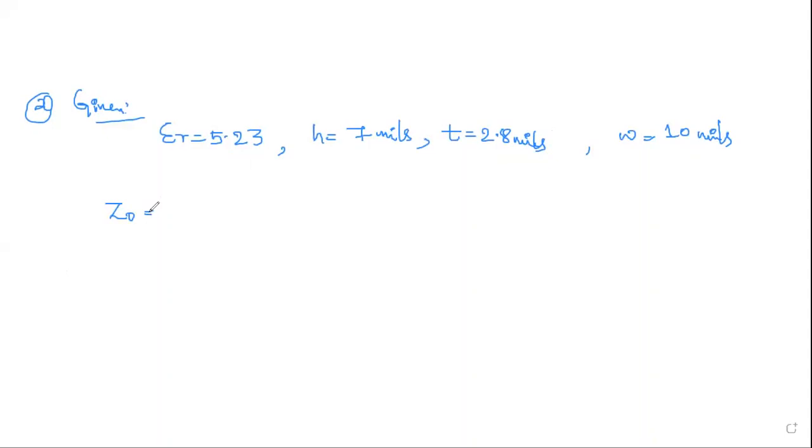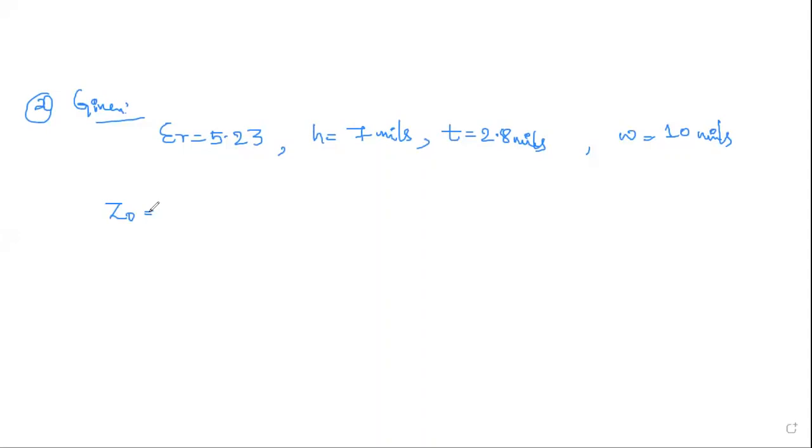A certain microstrip line has following parameters. Epsilon r is 5.23, h is 7 mils, t is 2.8 mils, w is 10 mils. Calculate the characteristic impedance Z0 of the line. Now, which formula you need to use? Whether you have to use a wide microstrip line or a narrow microstrip line. Which one you're supposed to use? Narrow, ma'am. Yeah, you have to use narrow.